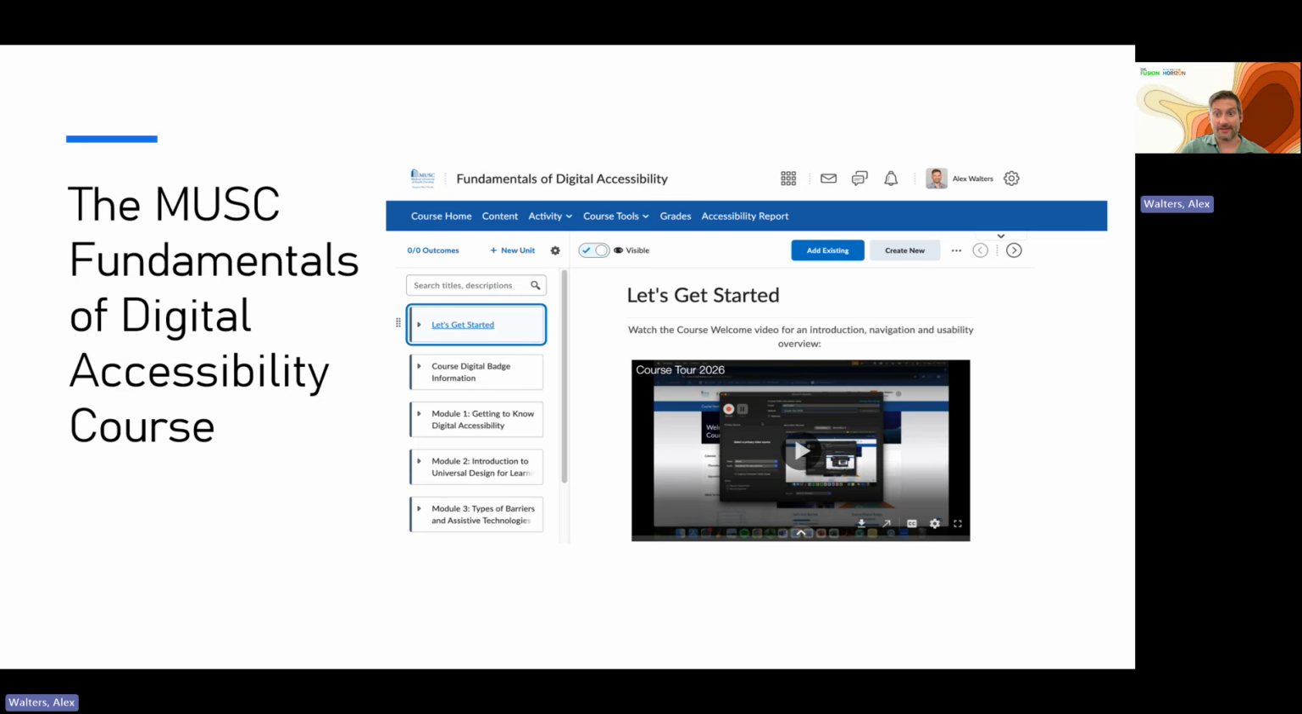So this is our Fundamentals of Digital Accessibility course in Brightspace. It takes place in the new content experience, which is very exciting, and provides learners with a 6-week immersive experience around why digital accessibility is important, strategies for implementing accessible content, and then tools and ways you can make that happen. These principles are embedded throughout the course design, from content all the way to the assessments and also the resources.